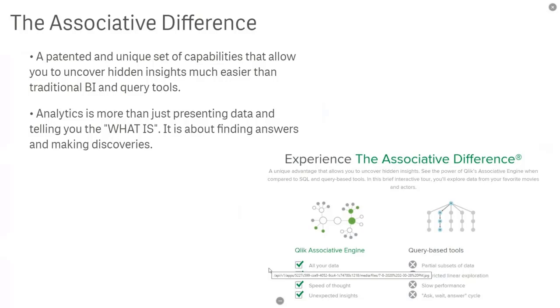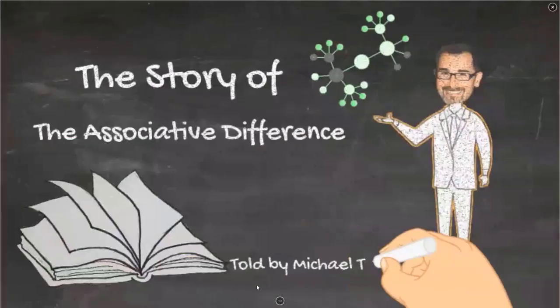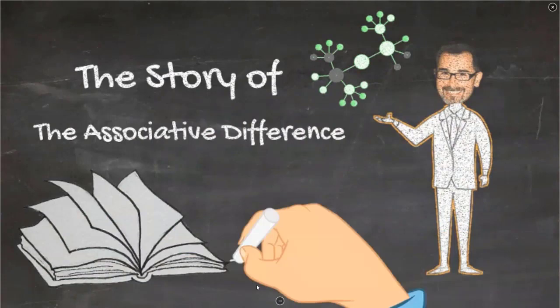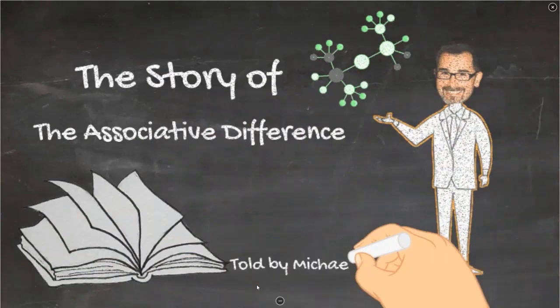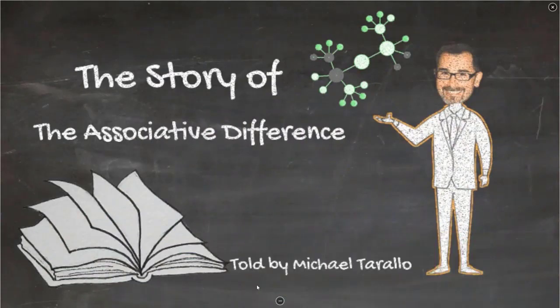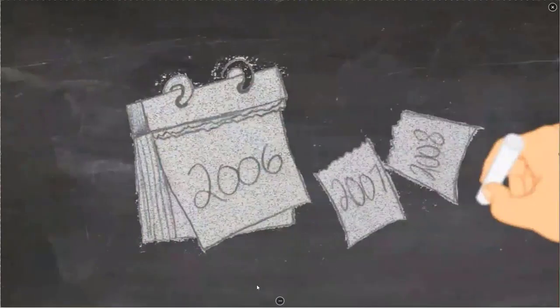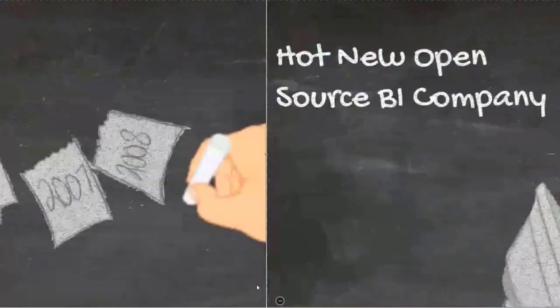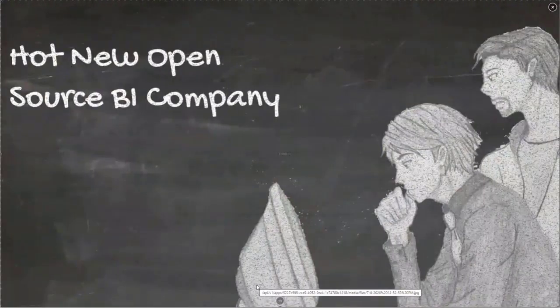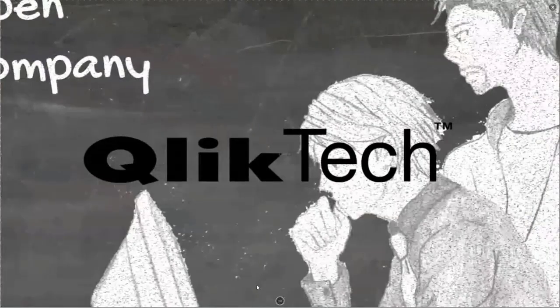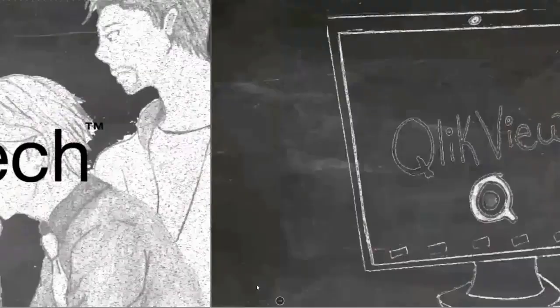Okay, so I put together a little story called The Story of the Associative Difference. It's told a lot better in the animated version on the video, but basically I wanted to explain that at one point in my life, in 2006, I worked for an open source BI company, and it was pretty hot at the time. And we got into a competitive situation with a company known at the time as Qlik and its product that was called qlik-cli.